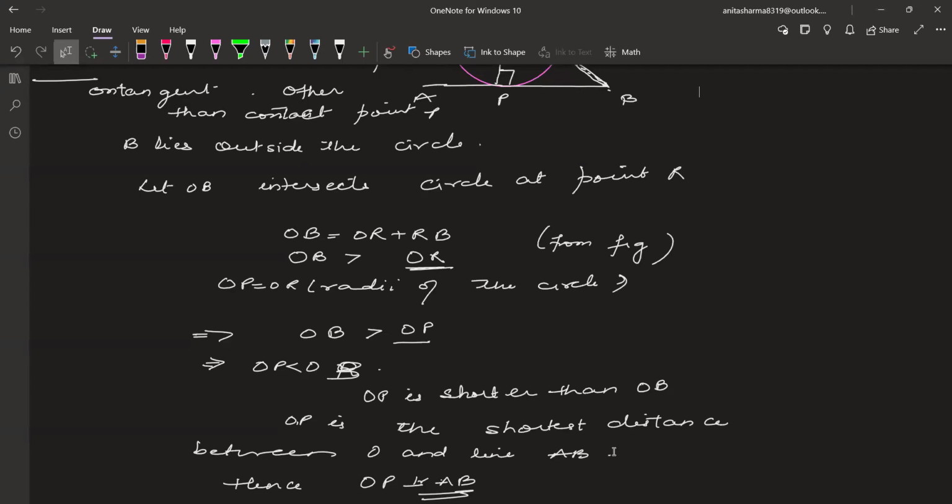Okay. Because the next theorem is also very, very important. When two tangents are drawn from an external point to a circle, then they will be of equal length.